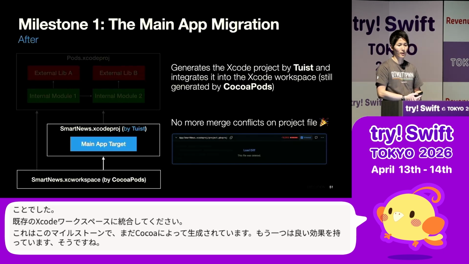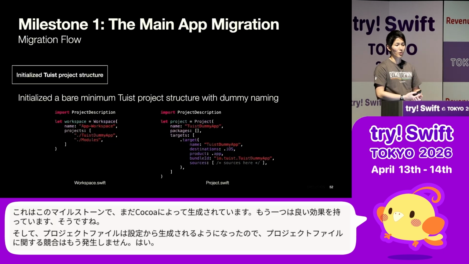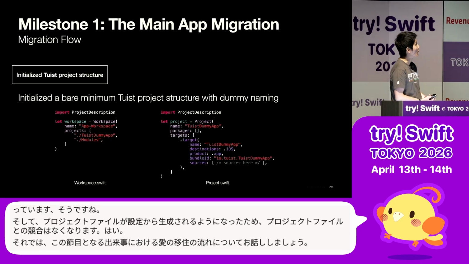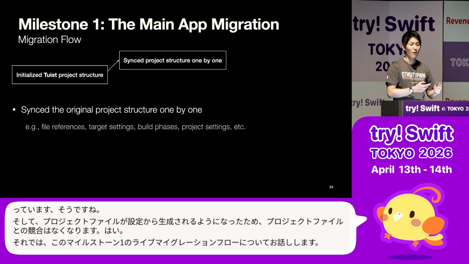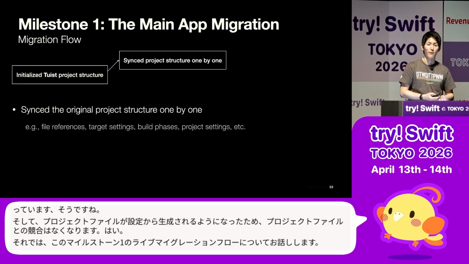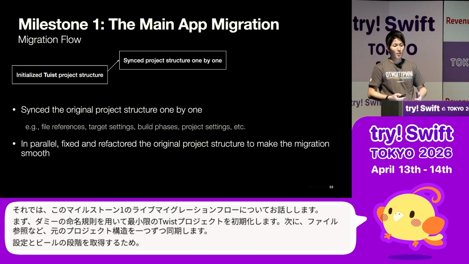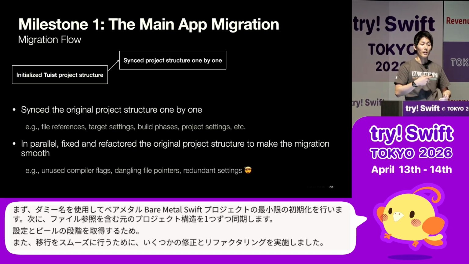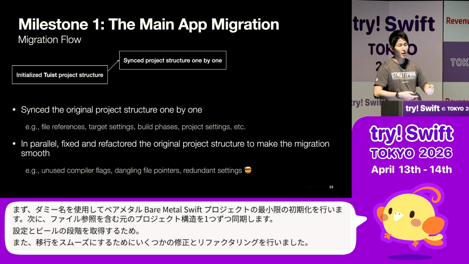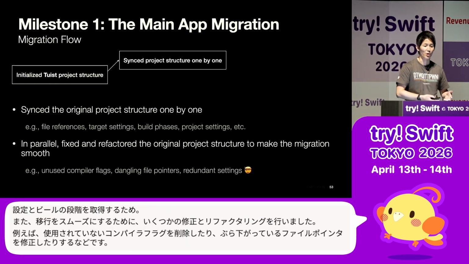Yes. So let me talk about the rough migration flow for this milestone 1. First, initialize the bare minimum Tuist project with a dummy name, then sync the original project structure one by one, like the file references, target settings, and the build phases. Also, we did some fixes and refactoring to the original project structure to make the migration smooth, like removing unused compiler flags or fixing dangling file pointers, etc. Yeah, we had these kinds of issues.